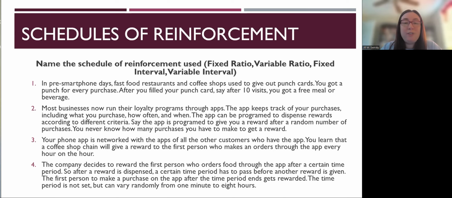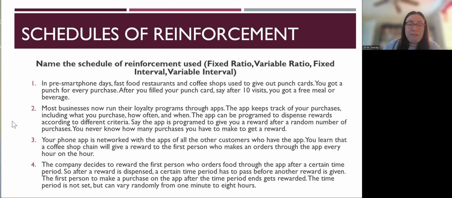So the first one is fixed ratio. It's fixed. We know this because after you fill your punch card every 10 visits, it's always 10, it's the same. You get a free meal or beverage. This is related to your responding. It doesn't have to do with how much time. You could go 10 times in 10 days, or it could take you 3 years to do this. It doesn't matter. It's based on your responding.